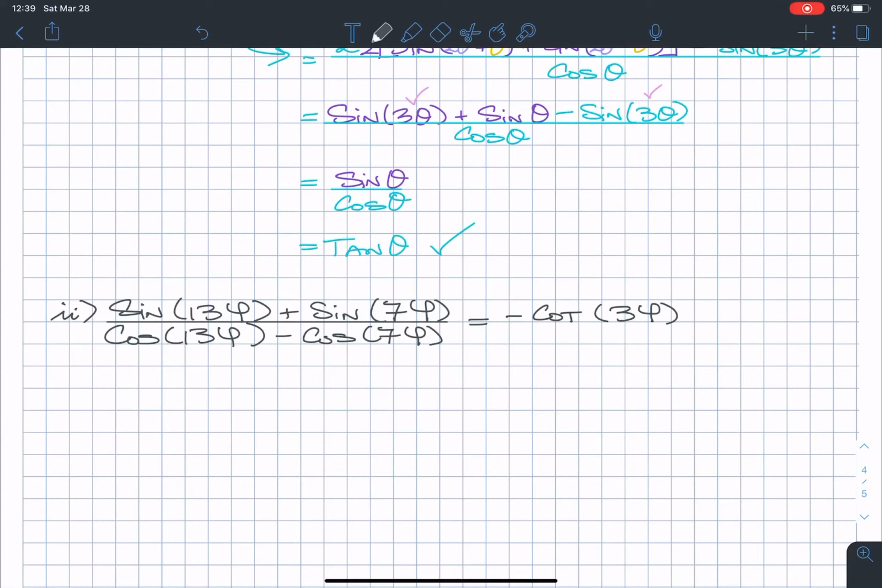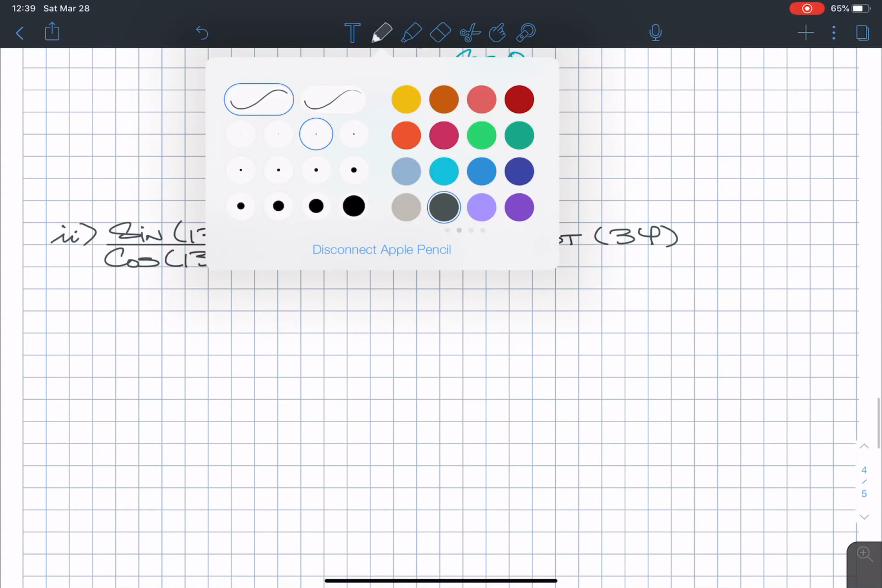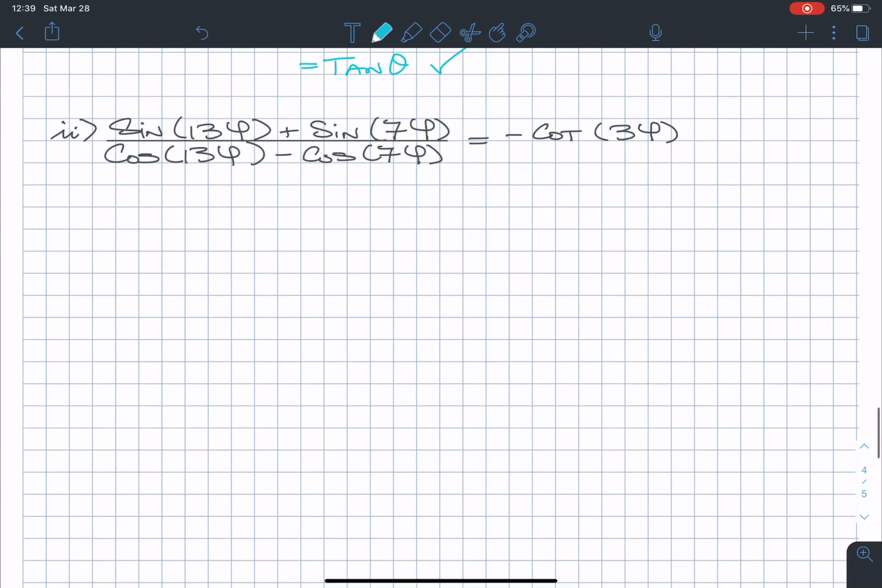Okay, so clearly the left-hand side is the side that's ugly. Let me color code: I'm going to call the numerator sine of 13 phi plus sine of 7 phi. So I have the sum of two sines, which I'd probably like to write as a product, and then in the denominator I have the difference, cosine of 13 phi minus cosine of 7 phi.